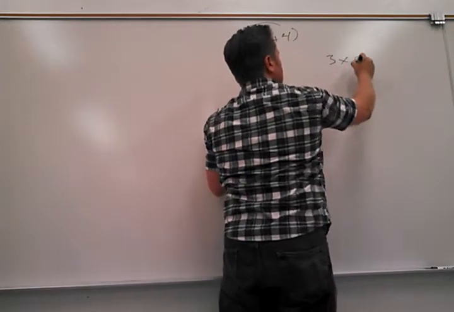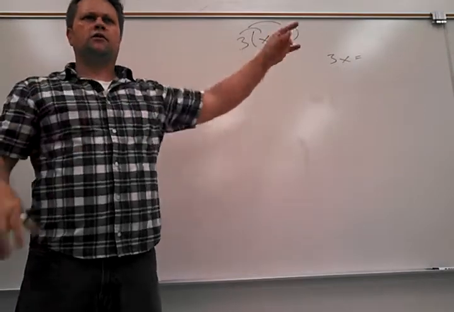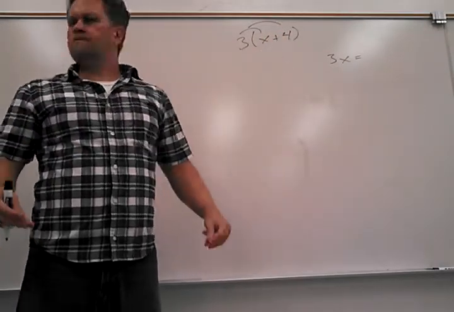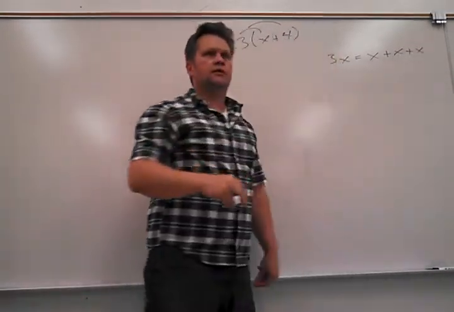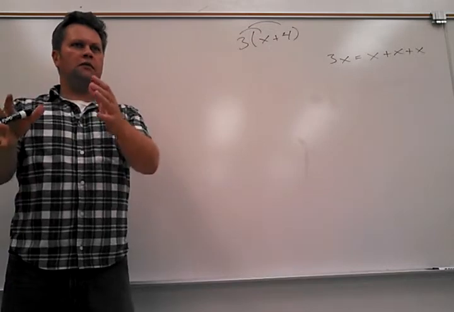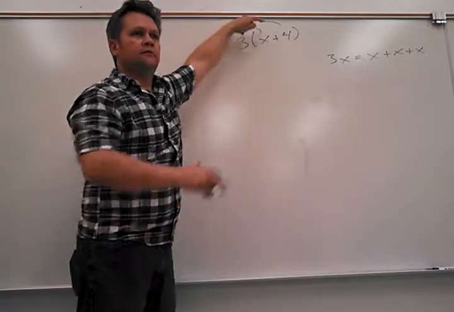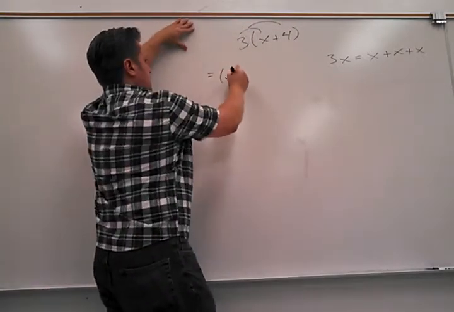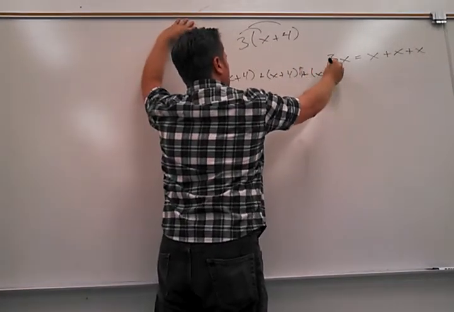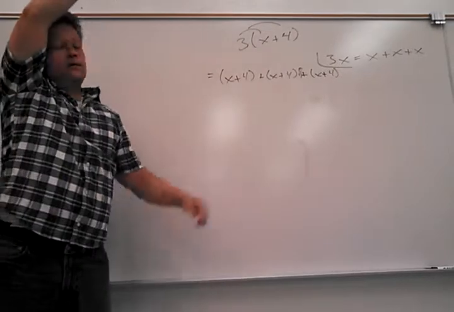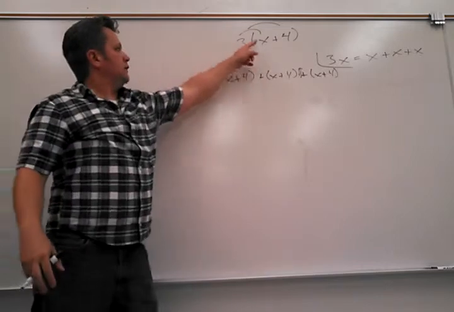What really is 3x? Don't say 3 times x. What's doing what? What does 3x really mean? Isn't that x plus x plus x? So a coefficient means that many of these adding. So how could I rewrite this? x plus 4 plus x plus 4 plus x plus 4, right? You with me? Because I have 3 of these adding. That's the definition of multiplication. I have 3 of these adding.